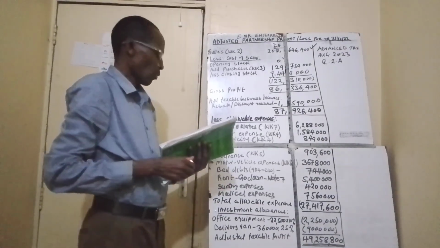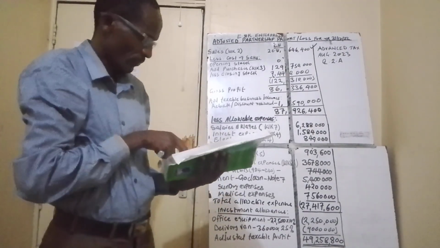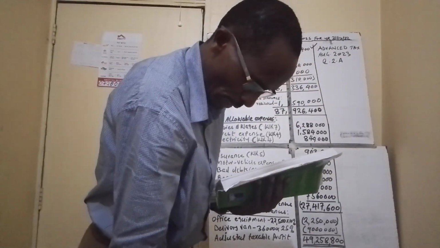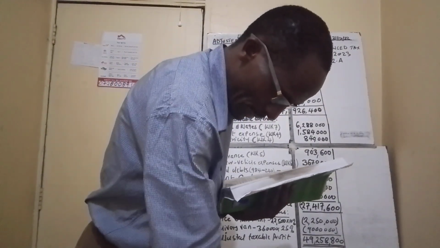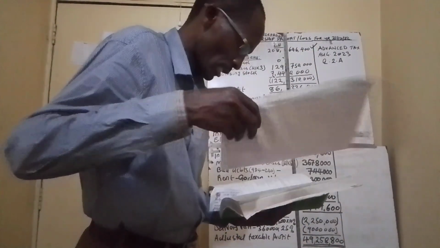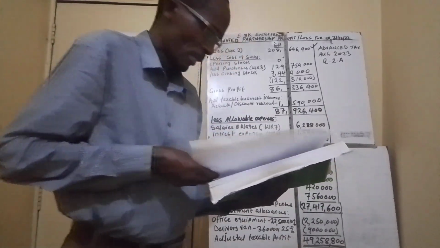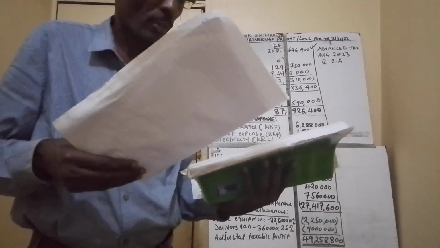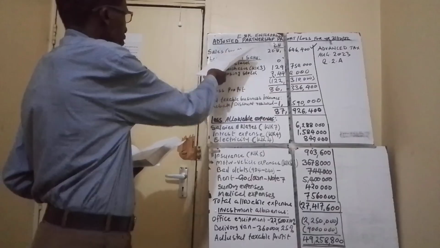208,648,400. Working number 2. I've done the workings for you so that you may move faster. I've shown you, you'll be able to see our workings there. So how I got my sales is in working number 2.